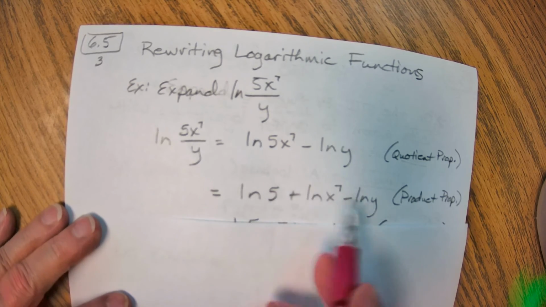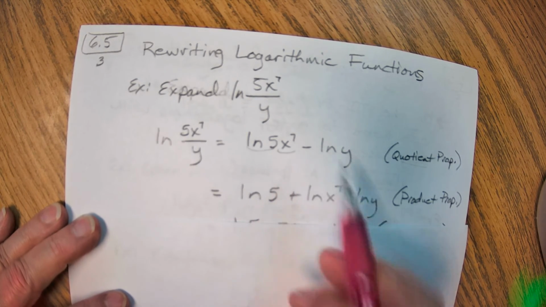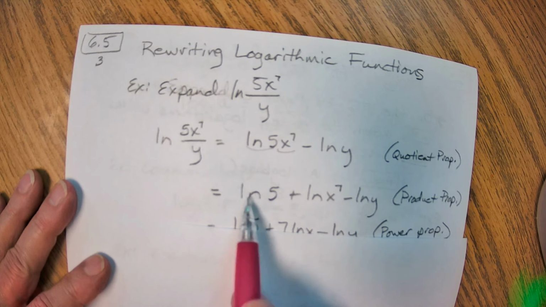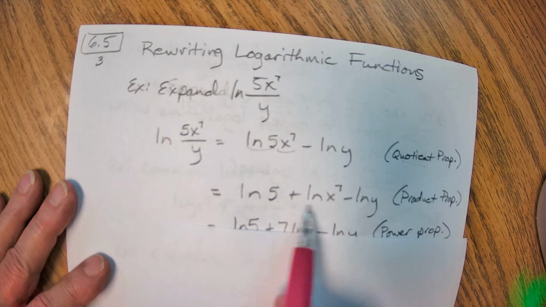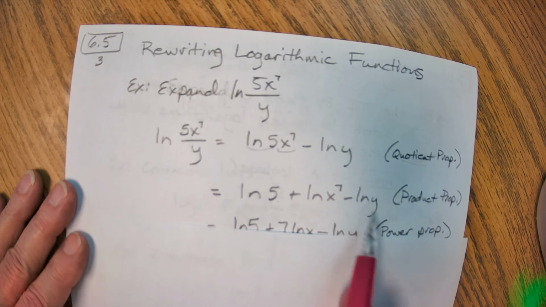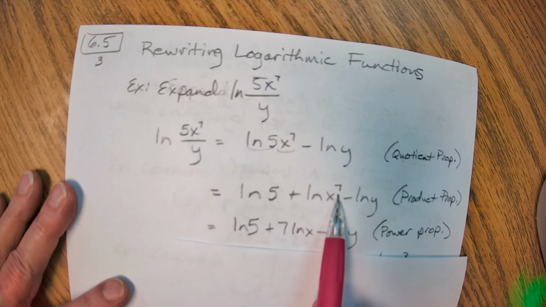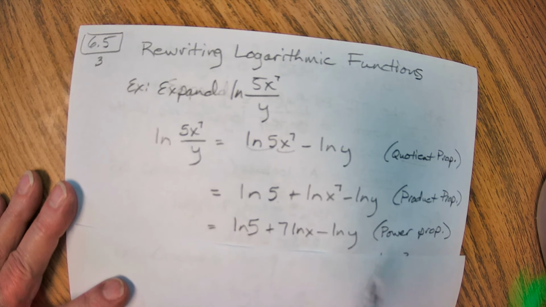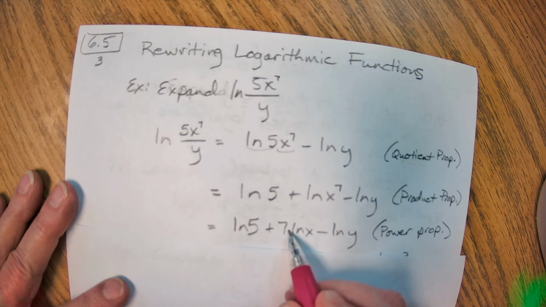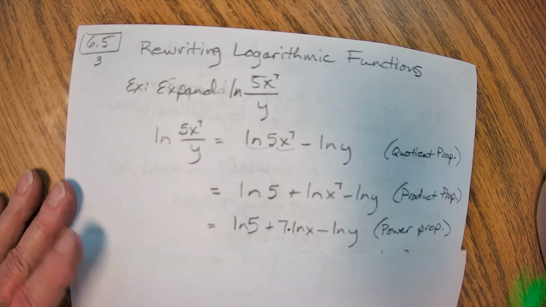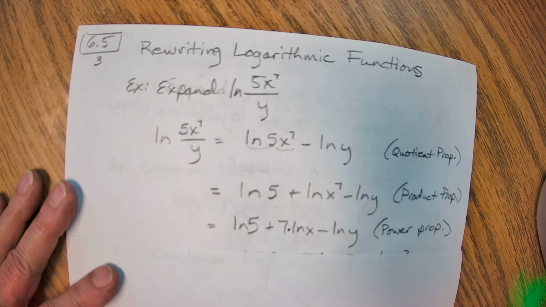Sorry about that. So this is a product, 5 times x to the 7th, which I know can be written as the natural log of 5 plus the natural log of x to the 7th minus the natural log of y. I'm going to use the power rule for this part, and that becomes 7 times the natural log of x. These stay the same. And that is this problem here expanded.